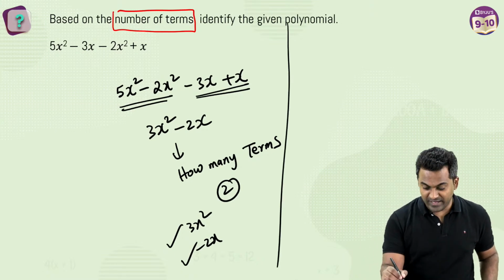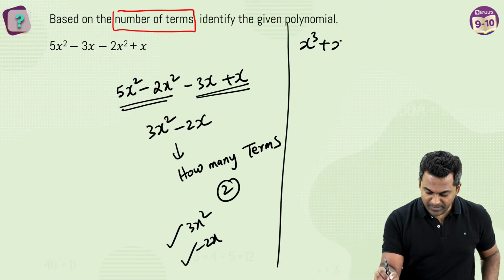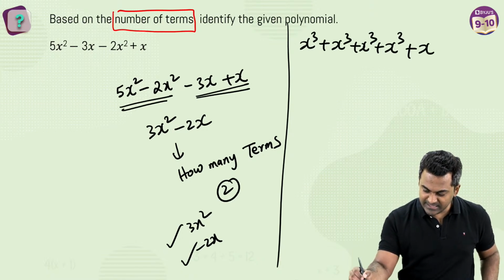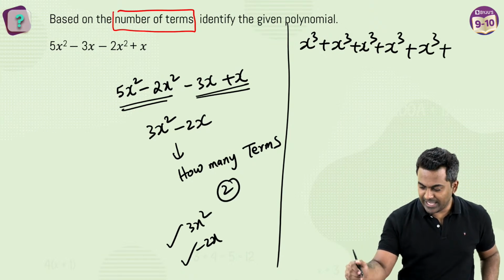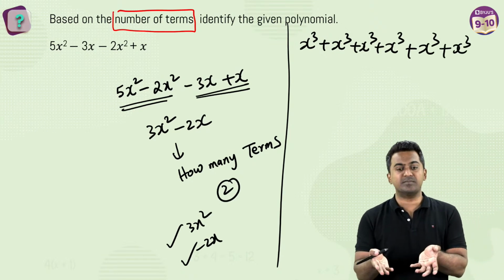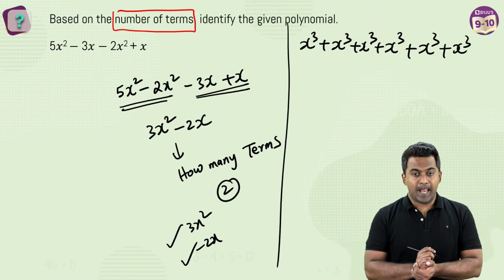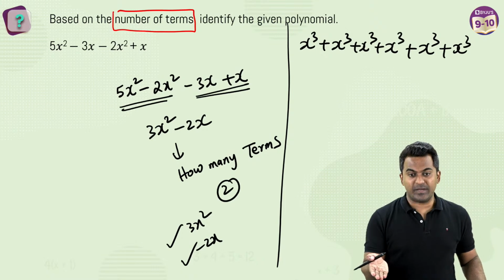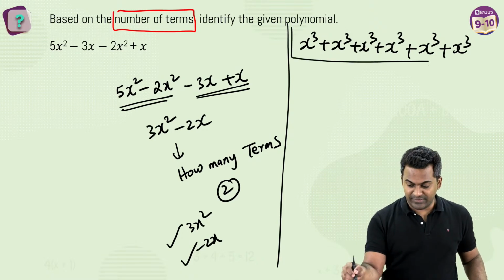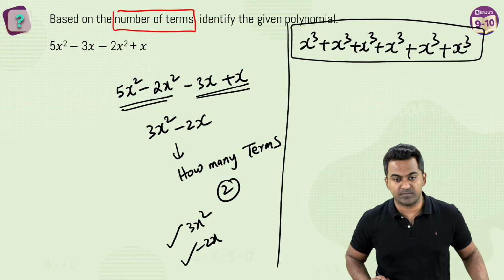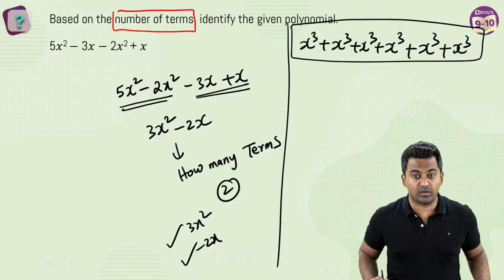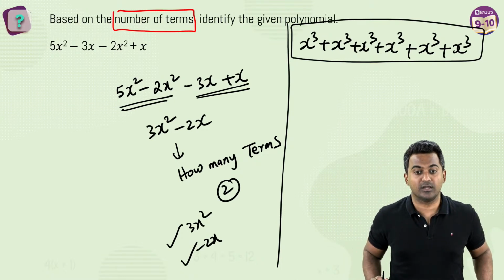Okay, because look, if I give you this, x cube plus x cube plus x cube plus x cube plus x cube plus x cube. If I ask you how many terms are there, what will your answer be? What will your answer be if I ask you how many terms are there in this example that I have written at the top here? How many terms are there? Vedika, very good. Satish, very good.